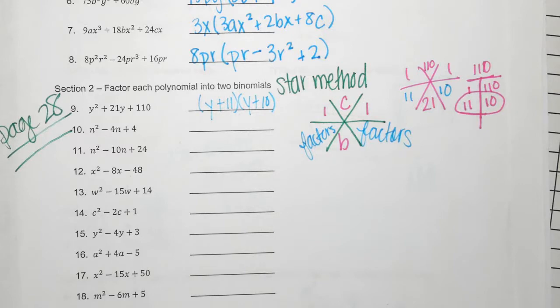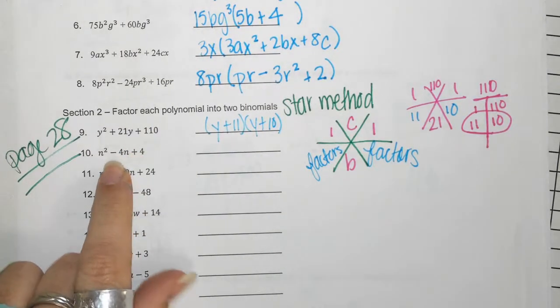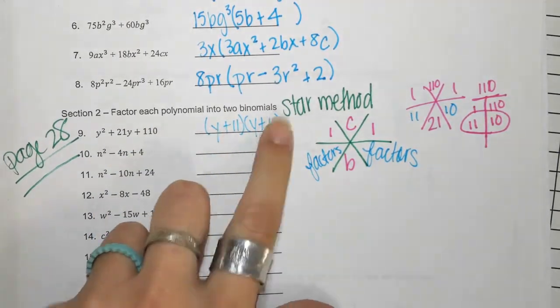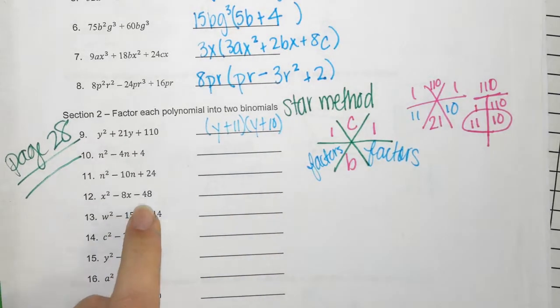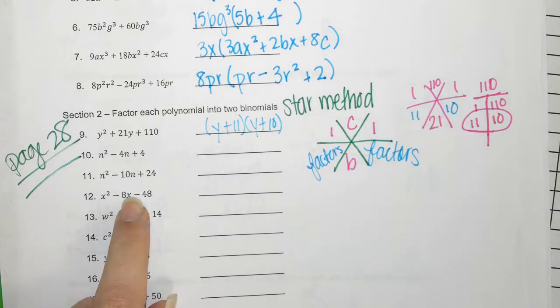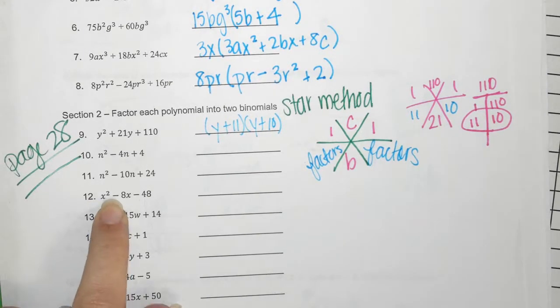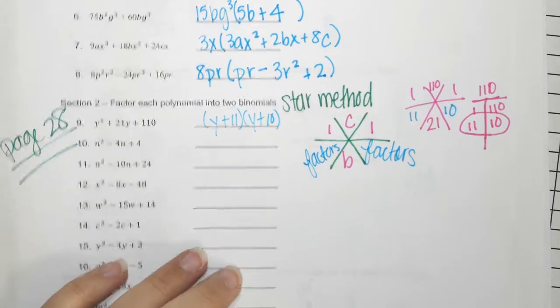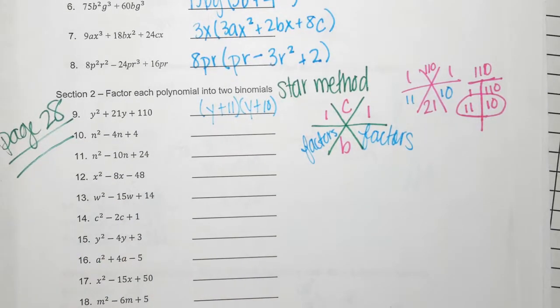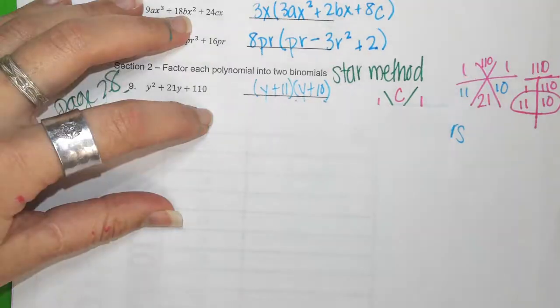Now, what if C is positive but B is negative? What do both of our signs have to be? Negative. And what if C is negative? What are we going to do? The big factor matches B, so we'll have two different signs, right? Work on the next few without me, and then we'll check them. Number 10.